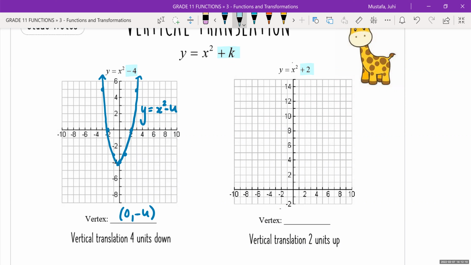Yeah, we're moving up, which means our vertex is going to be at (0, 2). And then from there, we do our step pattern: 1 to the right, up 1; 1 to the right, up 3; 1 to the right, up 5.